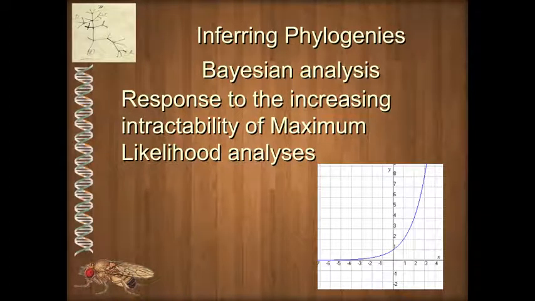This lecture represents our last talk about methods for phylogenetic analysis, and we're going to talk about Bayesian analysis. Bayesian analysis is the most recent method developed to estimate phylogenies and try and find the best sets of relationships among organisms.